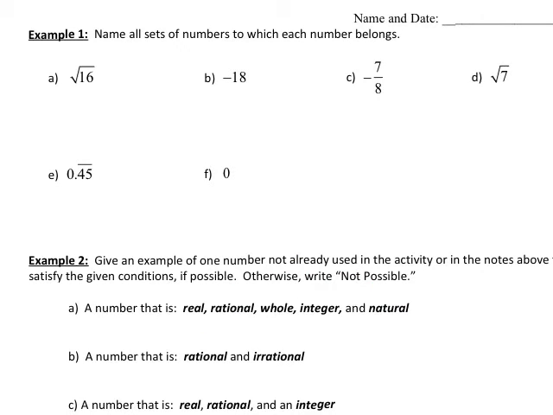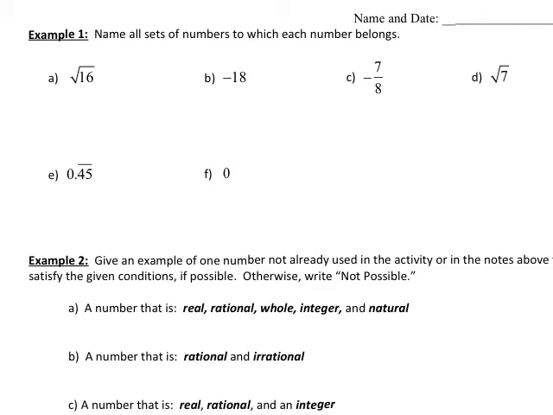If you can go to the last page of your notes, there are a couple of examples here that I'd like to go over. If you recall, one of our objectives is that you're going to be able to categorize specific numbers into the appropriate number sets. So we're going to do that right here with example number 1. Basically you're looking at the value, the number, and you're going to name all of the sets of numbers to which each number belongs.